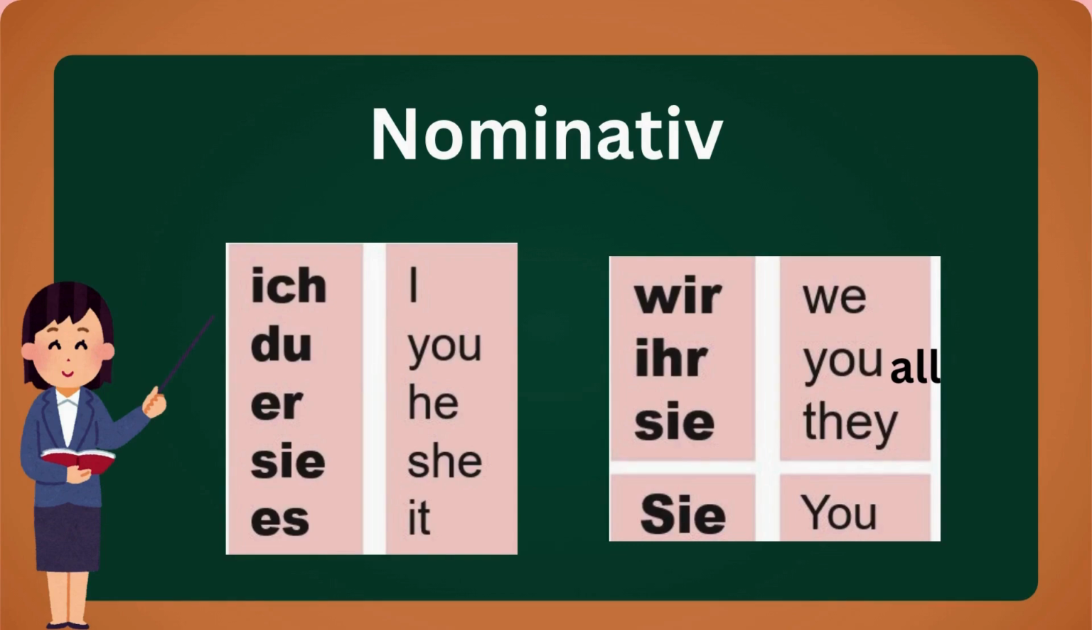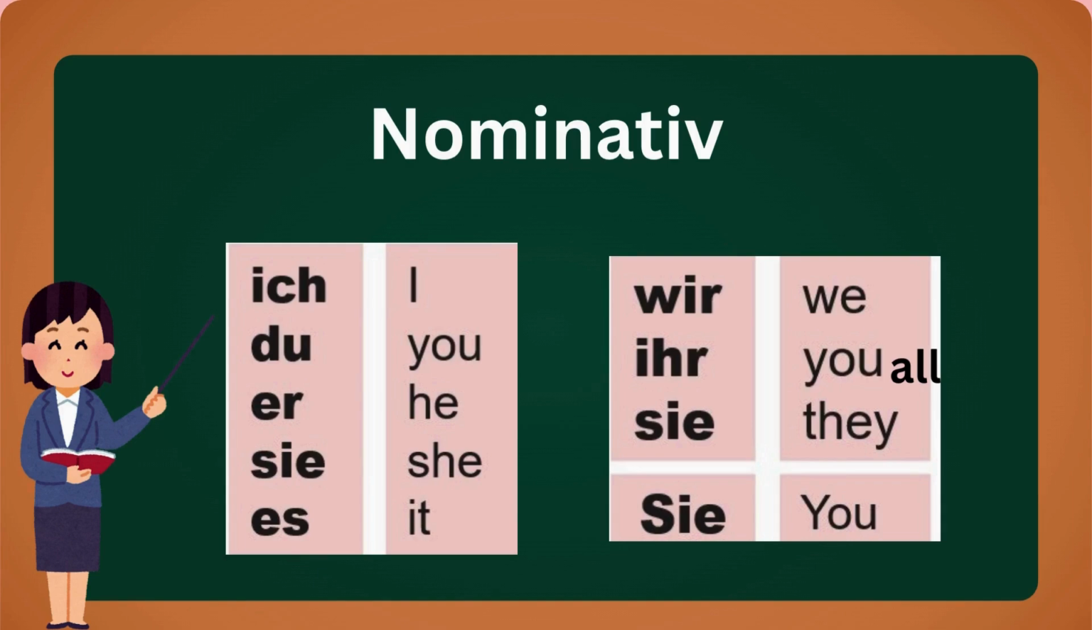The second pronoun is du. Once again, du, which means you. This you is used in the informal sense. The third pronoun is er. Once again, er, which means he. The fourth pronoun is sie. Once again, sie, which means she. The fifth one is es. Once again, es, which means it.